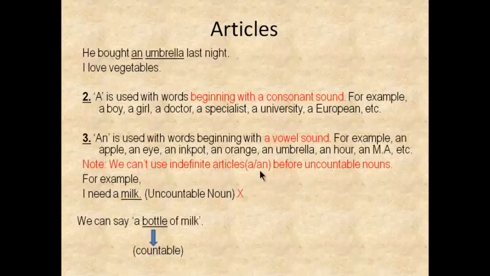We can't use indefinite articles a and an before uncountable nouns. For example, I need a milk. This is incorrect. Milk is an uncountable noun, that's why we cannot use a here. We can say instead a bottle of milk, but a milk is incorrect. A bottle of milk, as bottle is countable, that is fine.